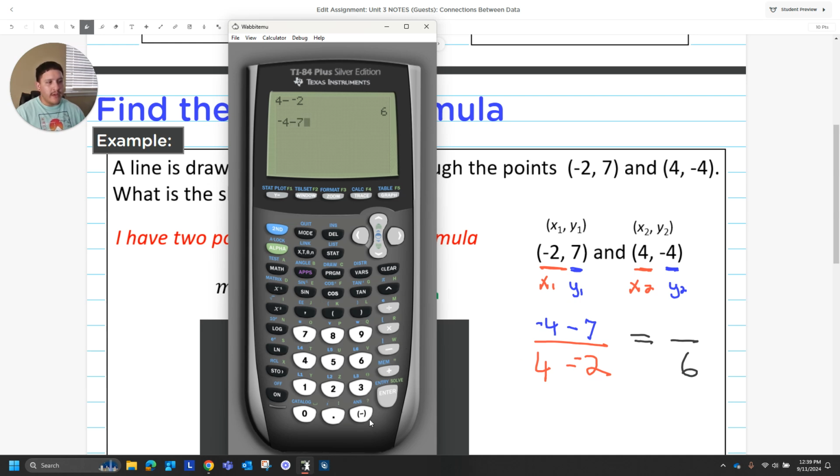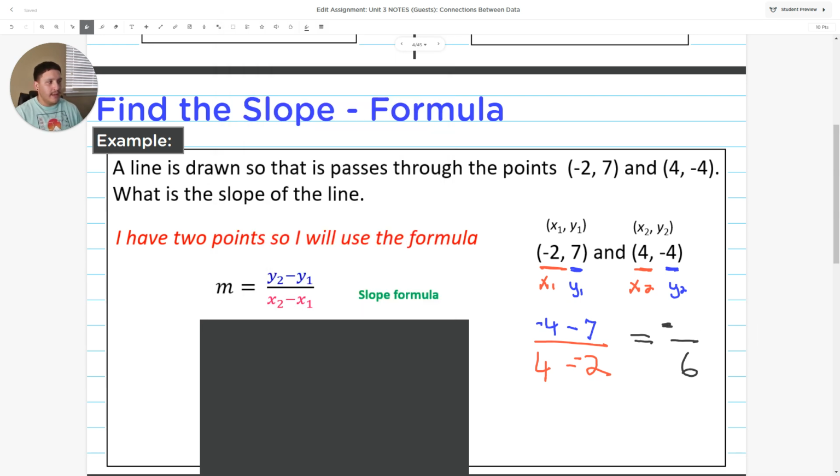And notice how I'm using a different button for negative on the TI-84. For Desmos, I don't believe it's that different. You can use the minus symbol for both negative and minus. But for the TI-84, those buttons are distinct. One of them means negative, the other means subtraction. So be aware of what each one is. So -4 minus 7 will give me a total of -11. And then here is my slope.